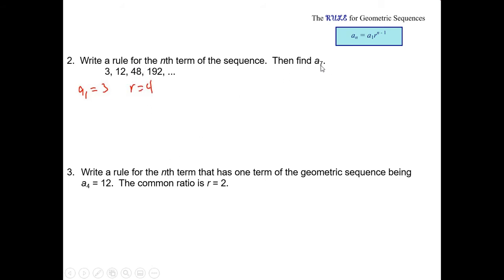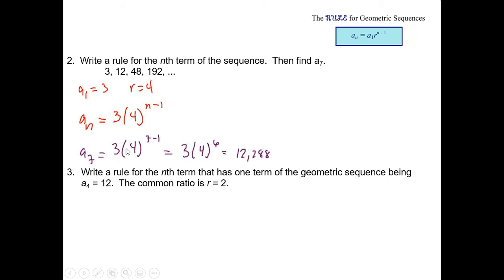Now let's look at how we can find a sub 7. Well, we're going to write a sub n is equal to my formula up here, and we want to know what a sub 7 is, so we plug in 7 for n. So 3 times 4 to the 7 minus 1, or 4 to the 6th power. And if I use my calculator, I should come up with 12,288. So make sure you practice that on your calculator and come up with that value.